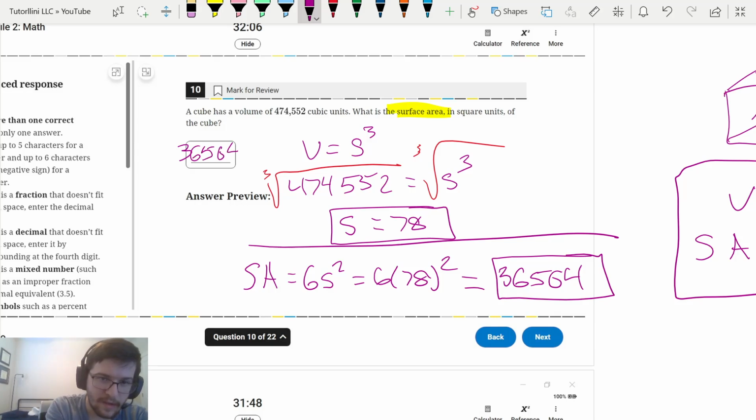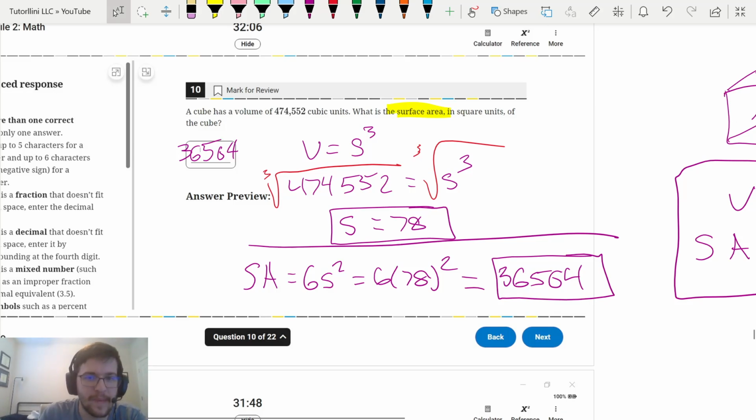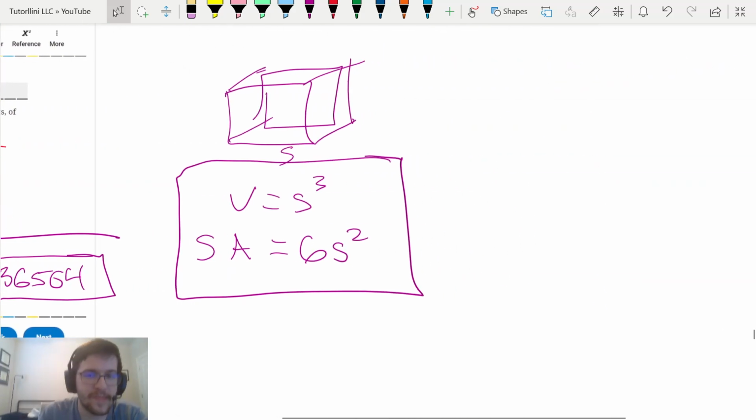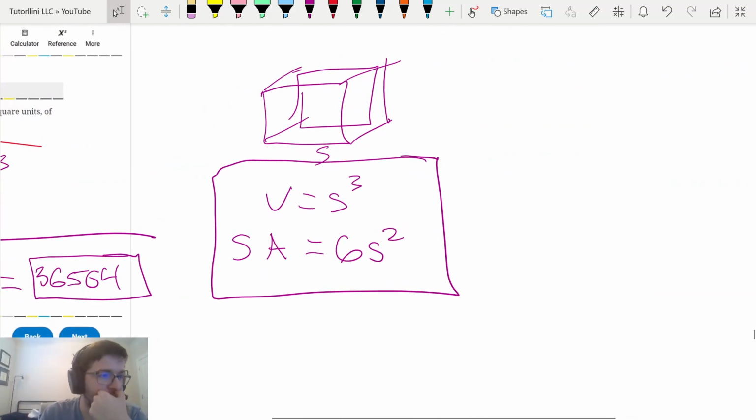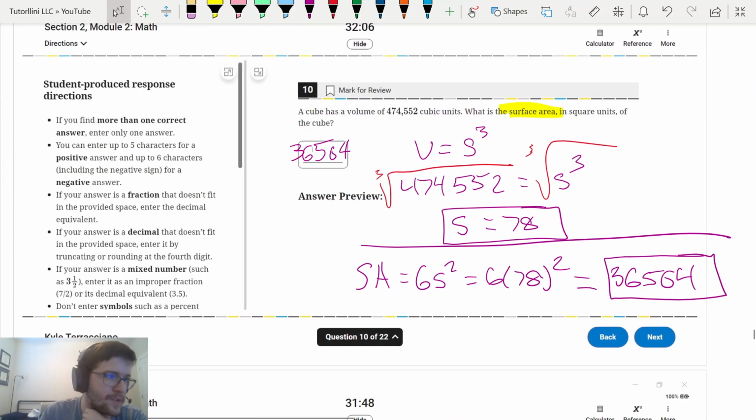So this question was not so bad if you knew how to use your calculator and you knew the formulas. But if you didn't know these formulas, you're going to be in big trouble. So I highly recommend you study these. It seems like they're going to be asking about these a bunch. All right, so 10 is 36,504.